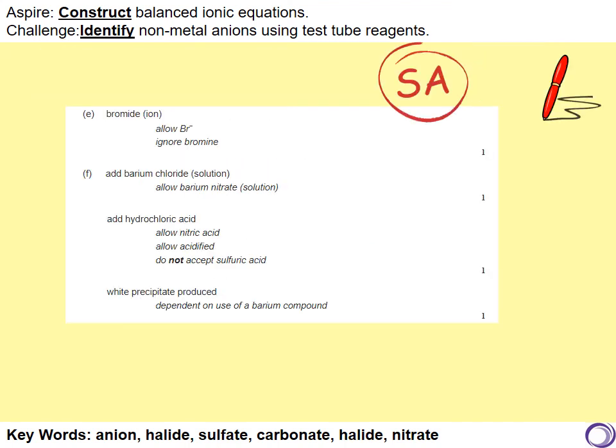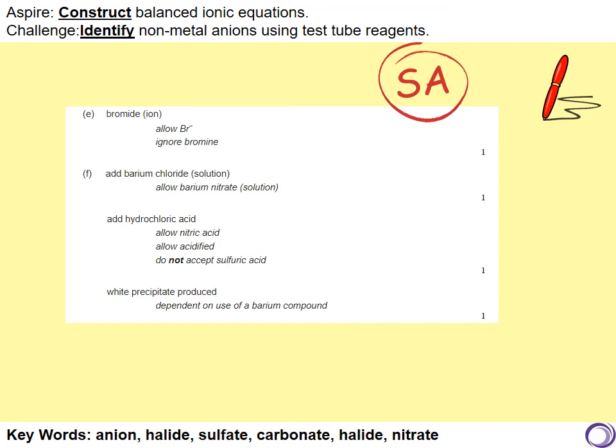Right, so let's mark your work. A cream precipitate with silver nitrate would indicate that bromide ions are present. Please note in the mark scheme they do not accept bromine. It is bromide ions. It's the ion, not the element that we're looking for.